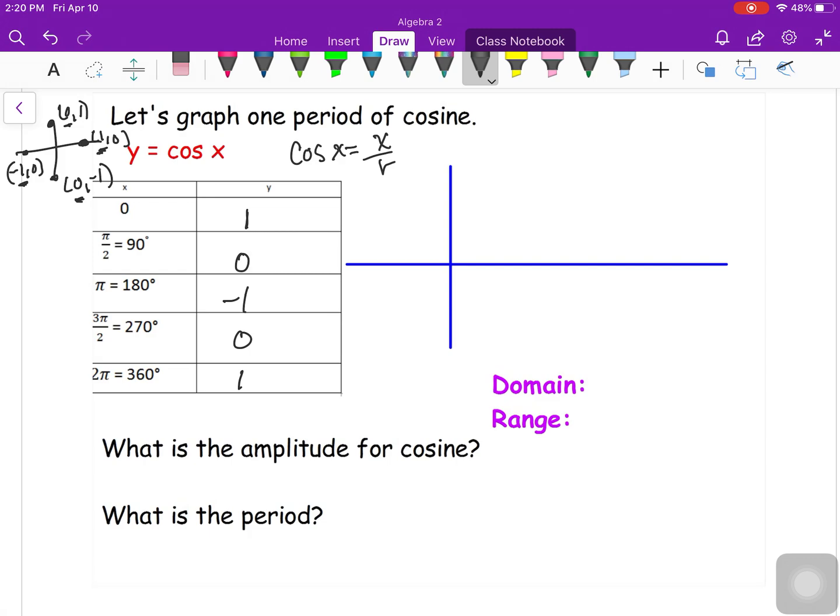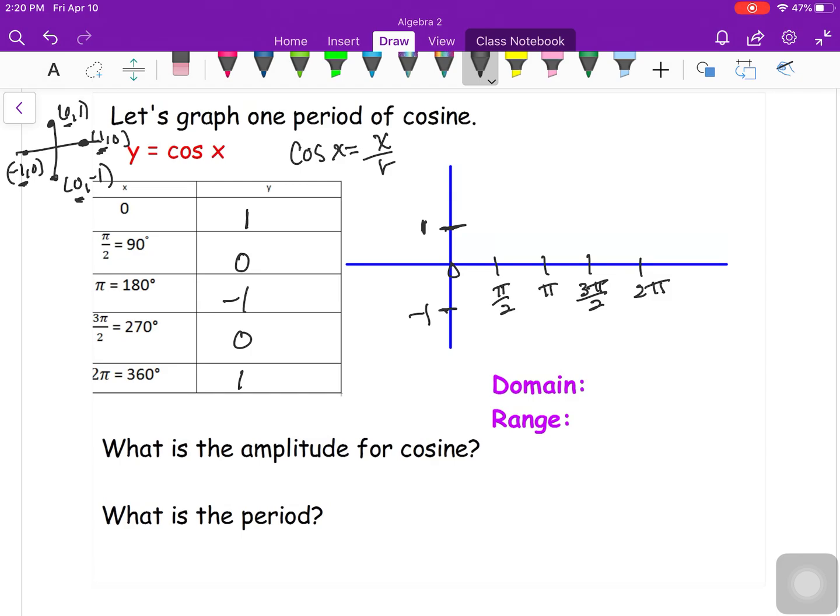So again, one whole period ends up being 2 pi. On my x, I have 0. Then I have 4 markings from there. I have pi over 2, pi, 3 pi over 2, 2 pi. My y's, again, vary from negative 1 to 1. So I have all my axes labeled.